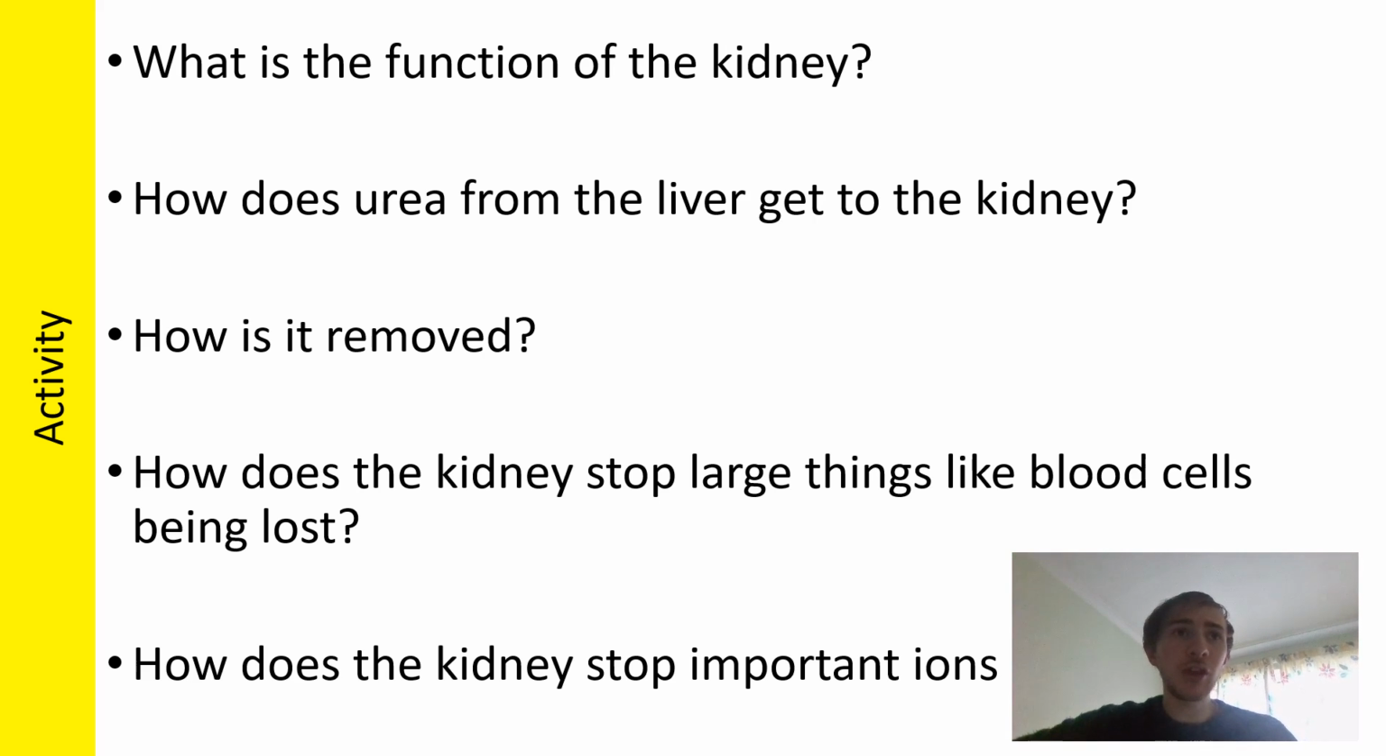How is it removed? It's removed because it goes through the filter into the kidney and is removed as part of the urine. How does kidney stop large things like blood cells being lost? By filtering things so that large things can't get through the filter. And how does the kidney stop important ions being lost? By actively transporting them back into the blood again.